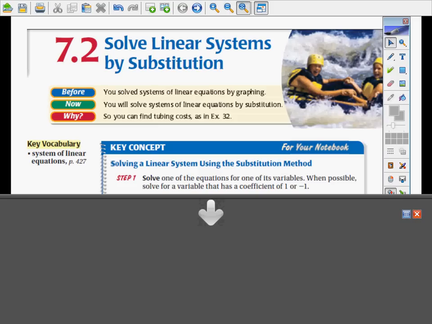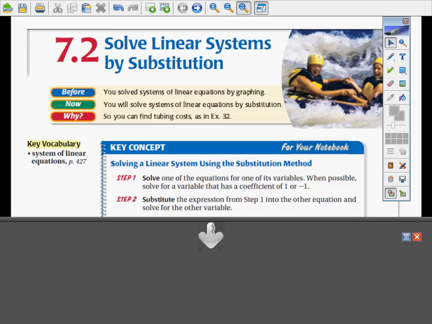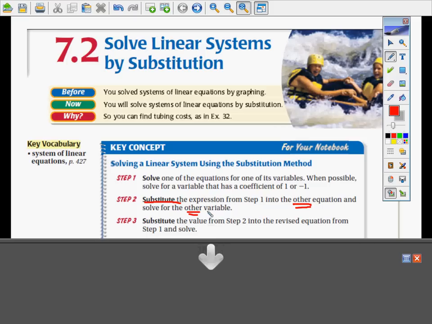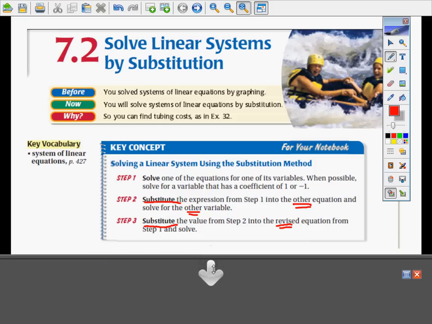So if you see that you have an x or a y, just solve for that rather than finding a 2x or a 3y. It just makes it a lot easier when we're doing this process. The second step is that you substitute the expression from step 1 into the other equation, the one that you haven't used before, and then solve for that other variable. And then lastly, once you have that other variable solved, you're going to substitute that answer from step 2 back into the revised equation. And when I show you how to do this, I'm going to use circles and arrows and everything so that you can see how I think it's easiest for it to be done.